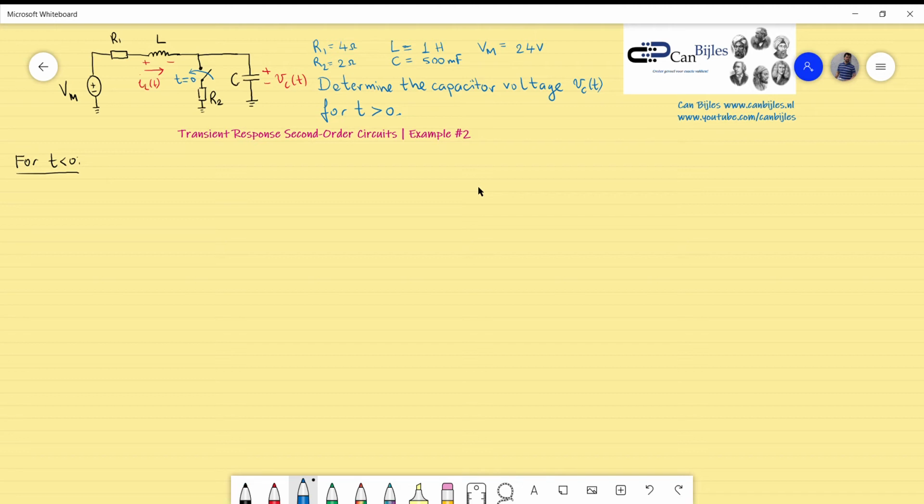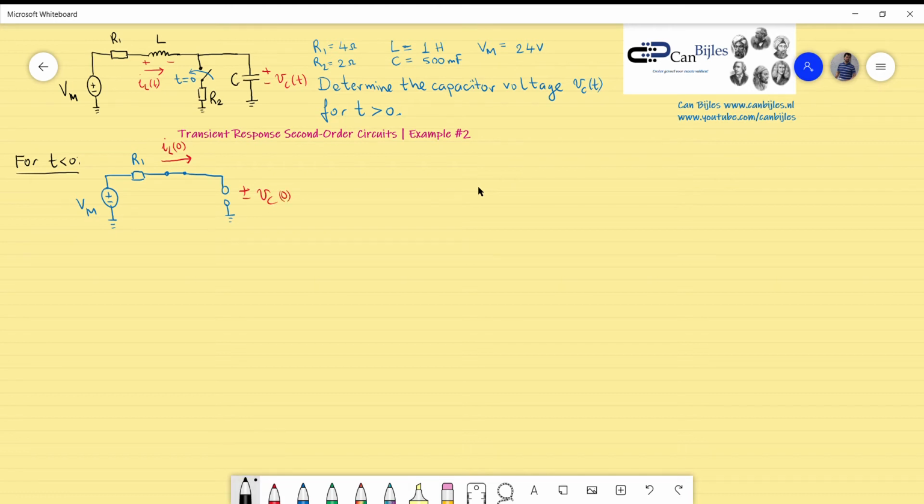That means the inductor can be modeled as a short circuit, and the capacitor will be modeled as an open circuit. So actually what we have is the following circuit configuration. This is the situation we will use to determine the required values. So this is the IL at 0 minus, and this is the capacitor voltage at 0 minus.